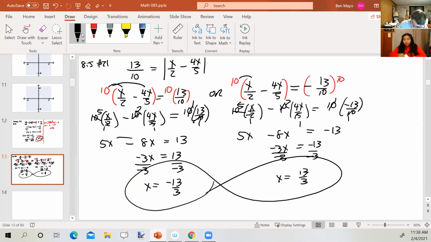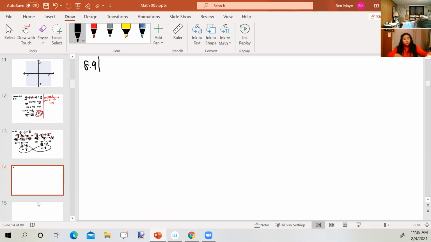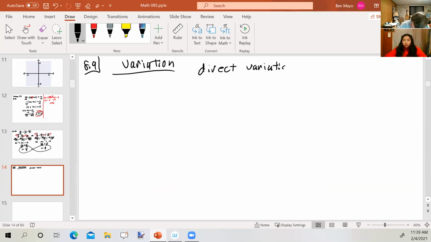All right, we'll go on to section 8.9, which is on the topic of variation. There are three kinds of variation that we're going to look at today. The first kind is called direct variation. A general form for that is y equals kx.